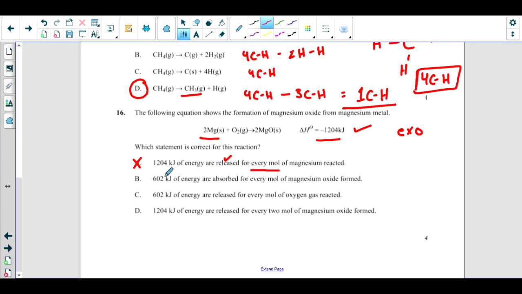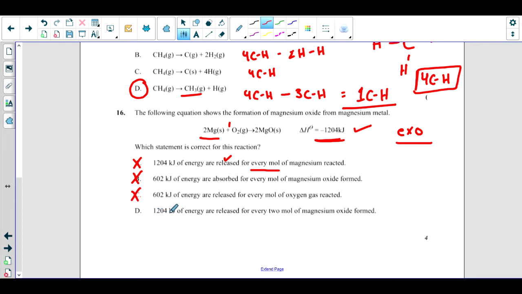602 kilojoules of energy are absorbed. It is absorbed. Here you can stop it. This is also wrong. Why? Because it's an exothermic process. The sign is telling me it's exo, so it cannot be absorbed. So it's wrong. 602 kilojoules of energy are released for every mole of oxygen gas reacted. Here you see oxygen is 1. So for 1 mole of oxygen, how much energy is released? 1204. So this is also wrong.